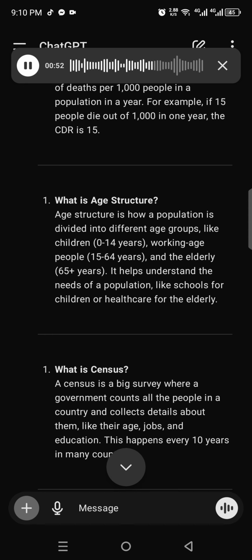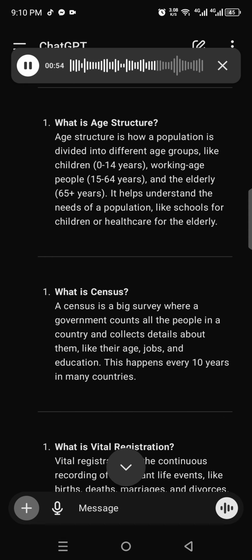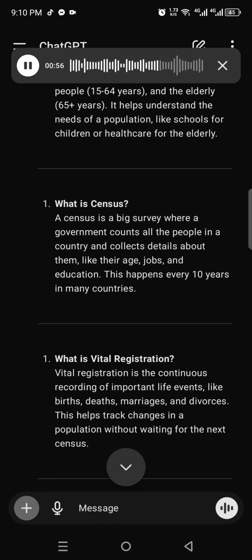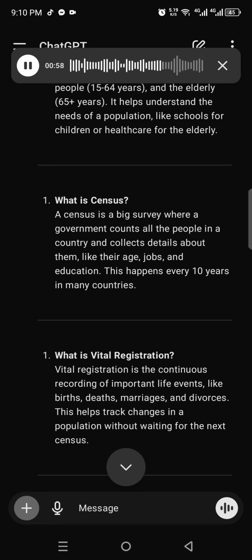4. What is census? A census is a big survey where a government counts all the people in a country and collects details about them, like their age, jobs, and education. This happens every 10 years in many countries.